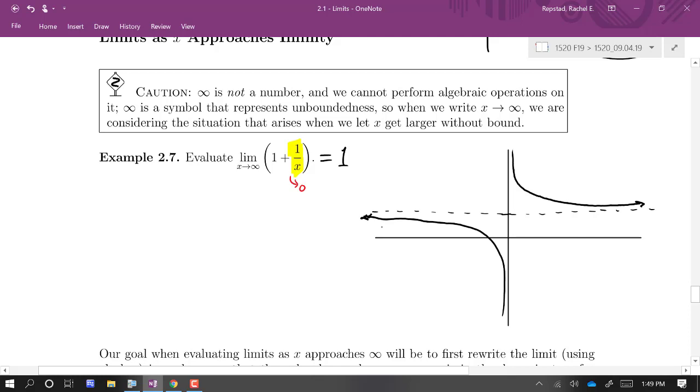Would the difference be 1 minus 1 over x? Well, it would still be 1 plus 1 over x, but if x is negative, we'd be subtracting, right? It's still the function 1 plus 1 over x. But if x is negative, 1 over x would be negative, and that's why it approaches 1 from below on that side.